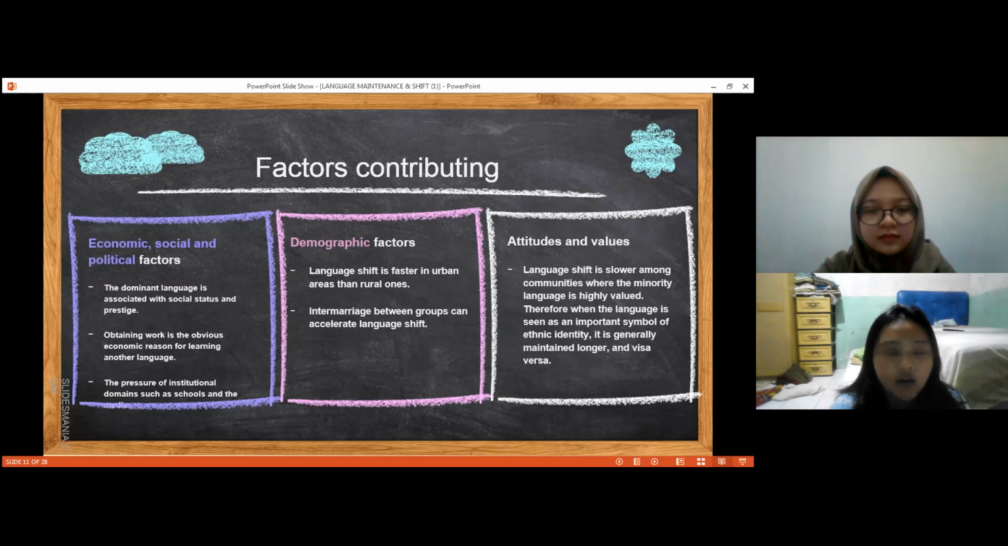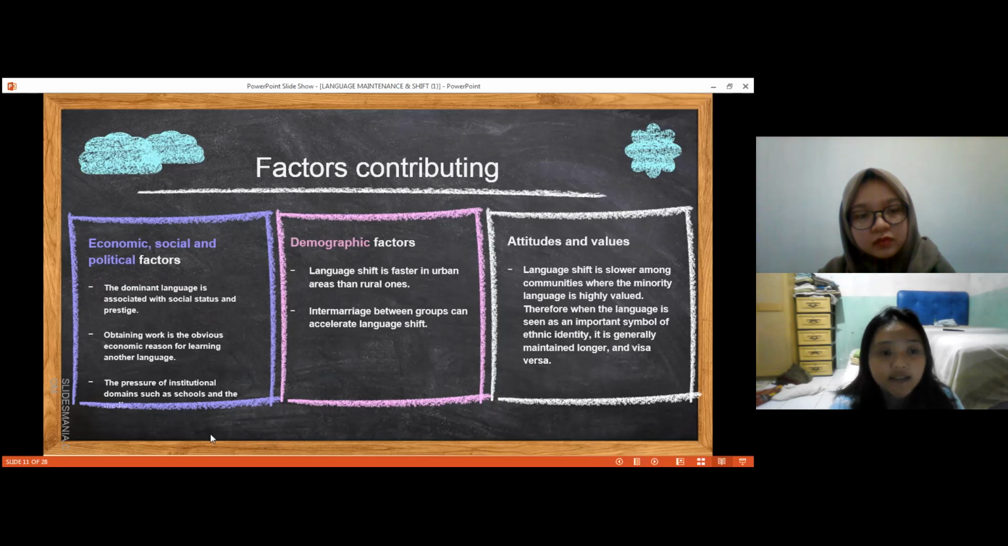What factors lead a community to shift from using one language to using another? The most obvious factor is that the community sees an important reason for learning the second language. The reasons are often economic, but they may also be political, as in the case of Israel. Obtaining work is the most obvious economic reason for learning another language. In English-dominated countries, for instance, people learn English in order to get a good job. This results in bilingualism.